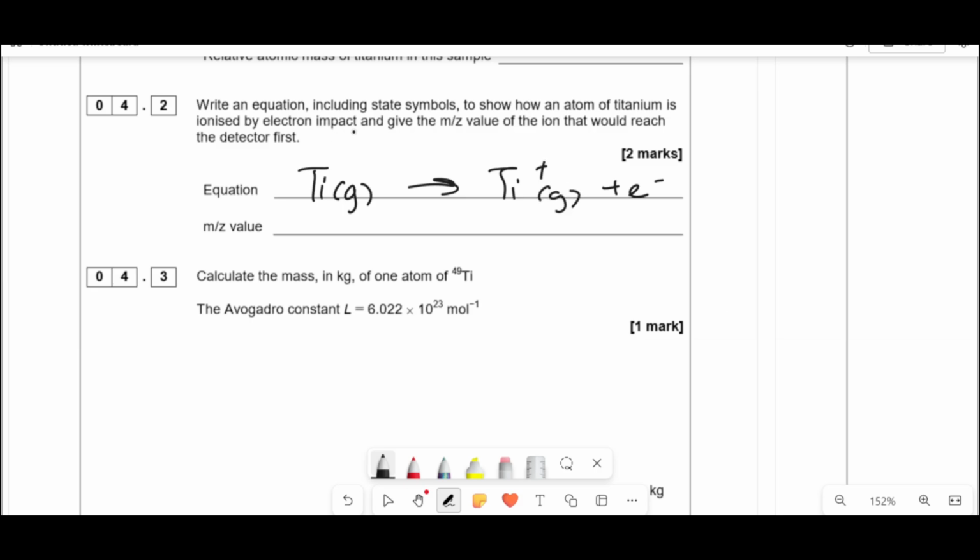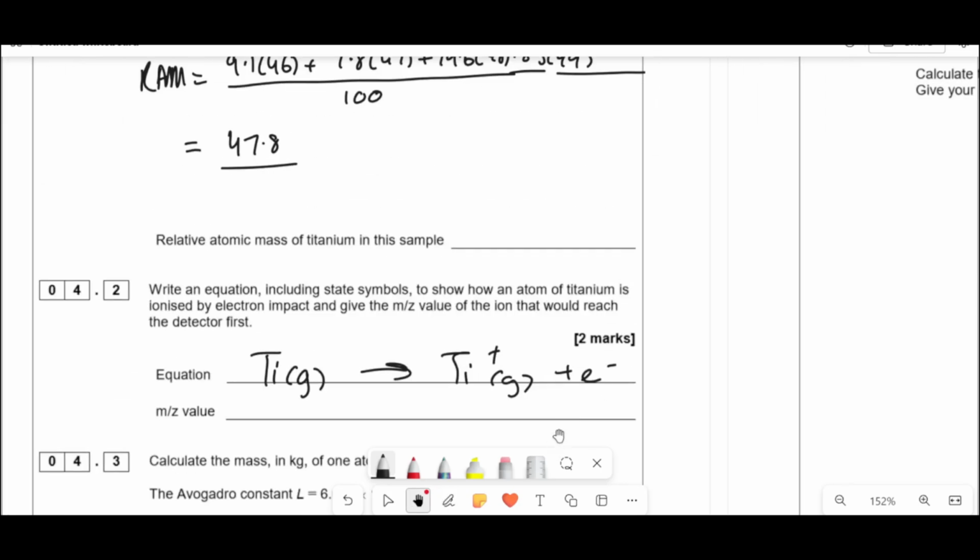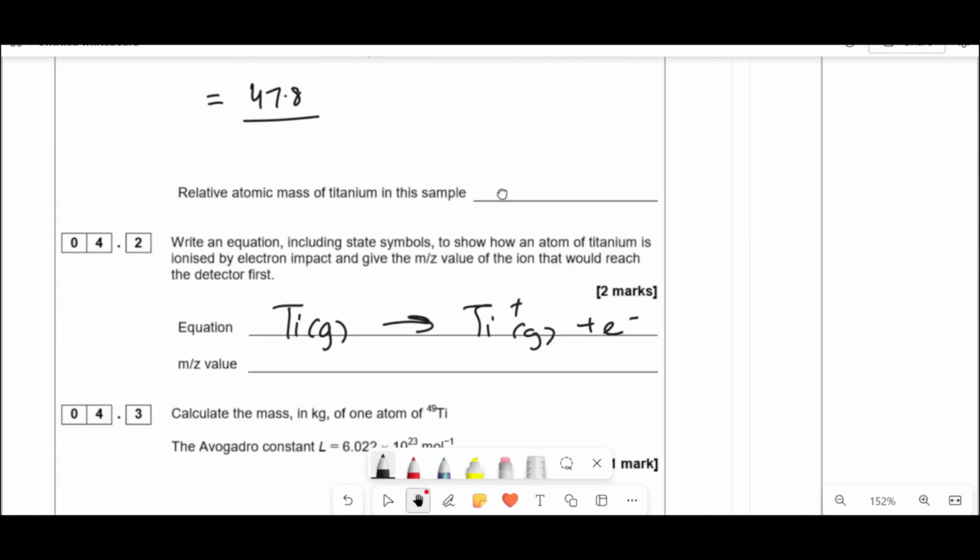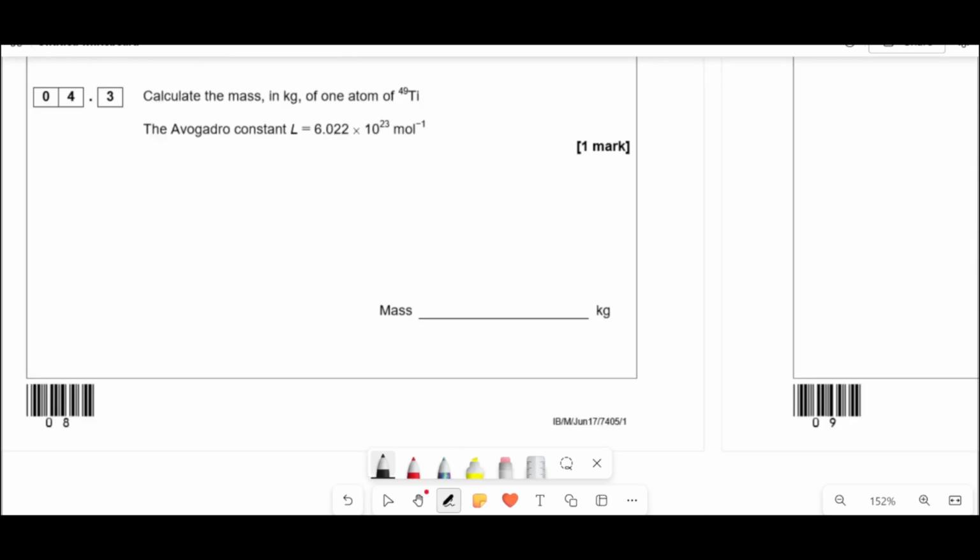There you go. It says, and then give the m/z value of the one that would reach the detector first. The one that reaches the detector first is the one that moves fastest, which is going to be the smallest one. So the smallest one here is 46, so its m/z value is going to be 46. There you go. Now it says calculate the mass in kilograms of one atom of 49Ti.